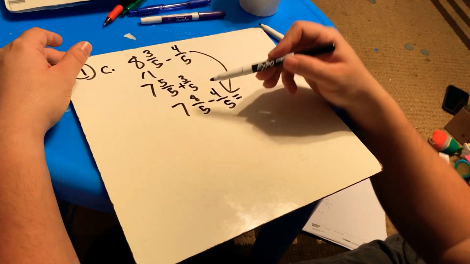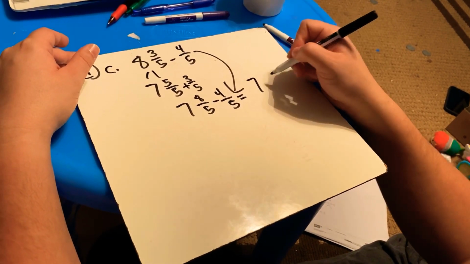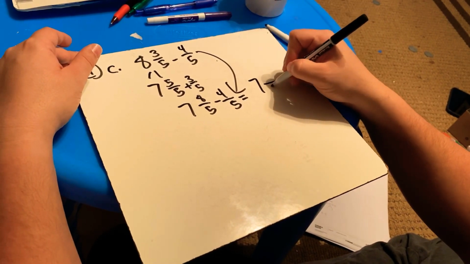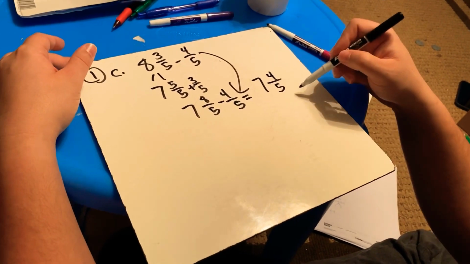And that will leave me with 7 and 8 fifths minus 4 fifths equals, well, I don't have a whole number to subtract, so 7, and we know it's in fifths. 8 minus 4 is 4, and 7 and 4 fifths is my answer.